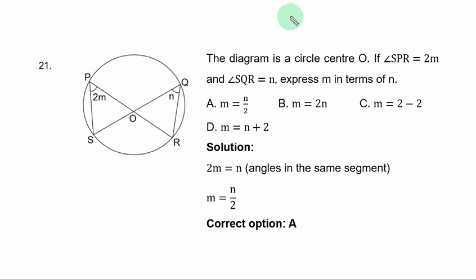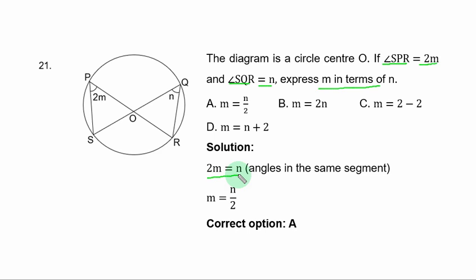Question 21. The diagram is a circle, center O. If angle SPR O is equal to 2M and angle SQR O is equal to N, express M in terms of N. Solution. From the diagram, 2M is equal to N, angles in the same segment.